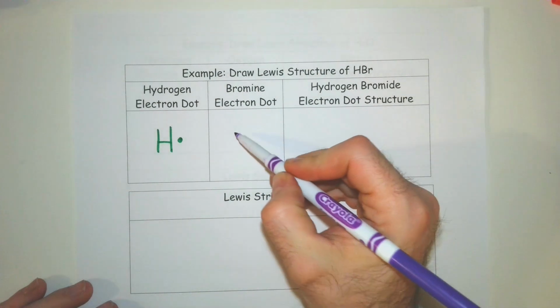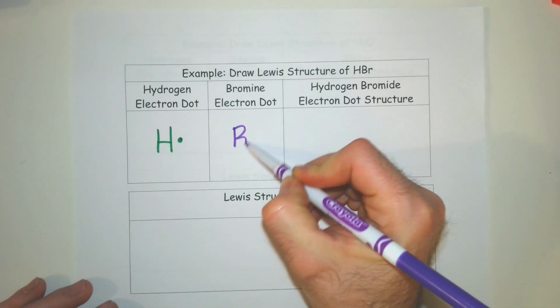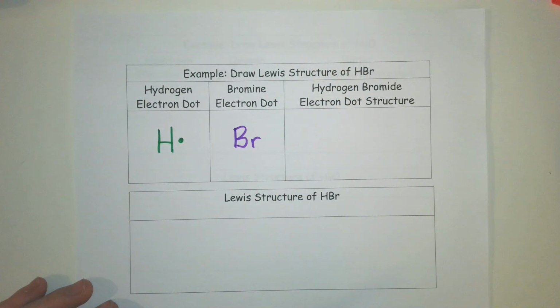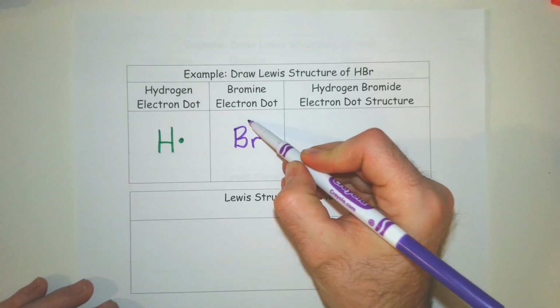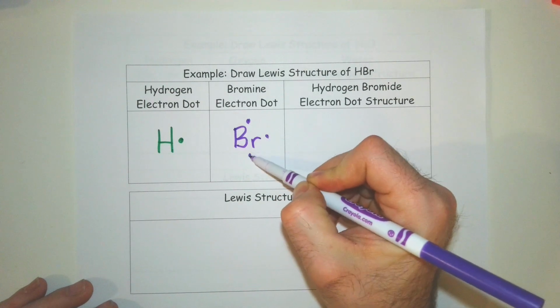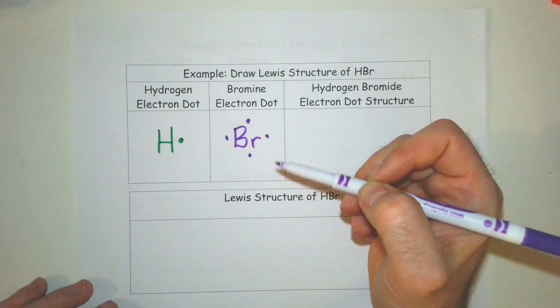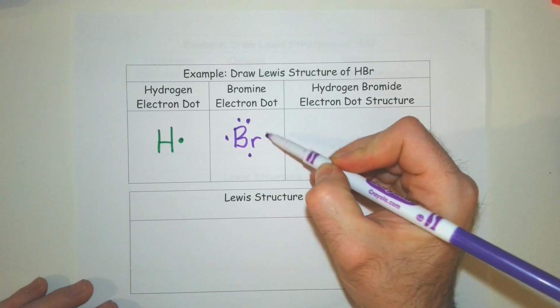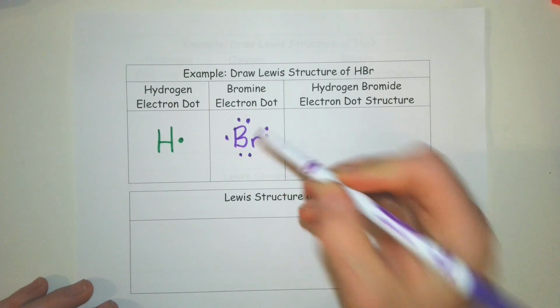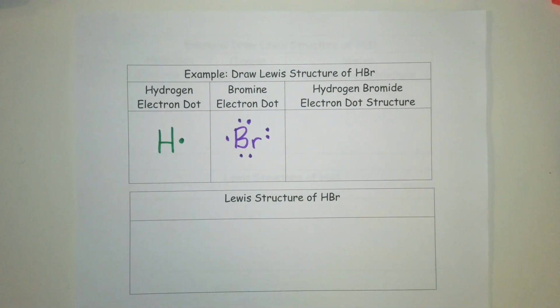Our bromine, it is a group 17 element, so it's going to have 7 valence electrons. So let's put in our valence electrons. 1, 2, 3, 4. Remember not to pair until the 5th one. 5, 6, 7. Okay. Now I look at how many unpaired electrons does each atom have.